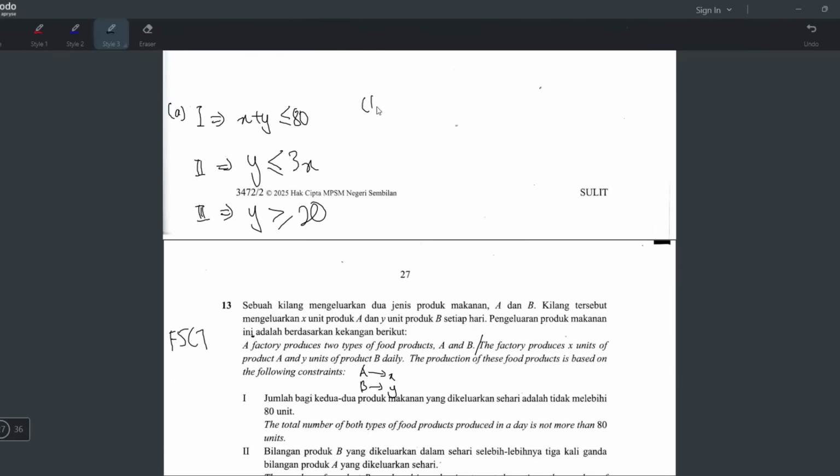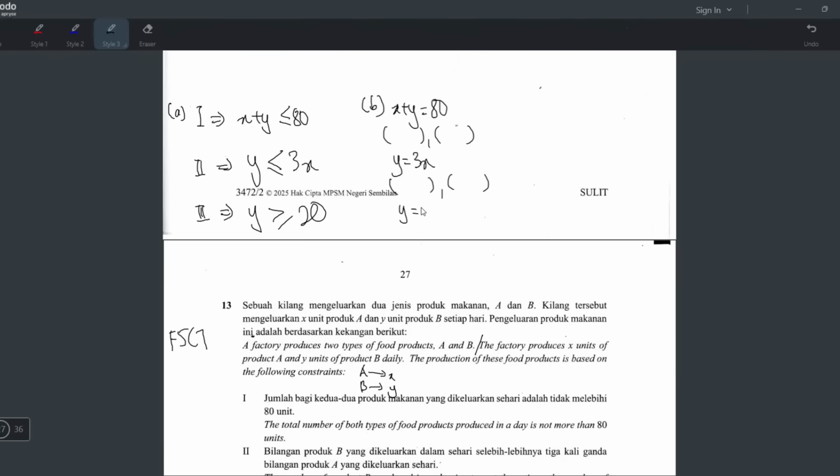But before going to the graph, you have to find coordinates for these 3 lines. Okay, so the first step is to change everything to equal first. x plus y equals 80. And if it has x and y, it means it's a slanted line. If it's a slanted line, you have to find points. Same with the second line, y equals 3x. It has x and y also, so it's a slanted line. So for a slanted line, you have to find points.